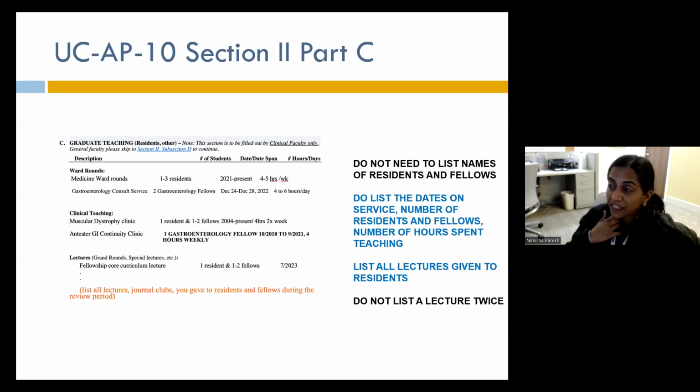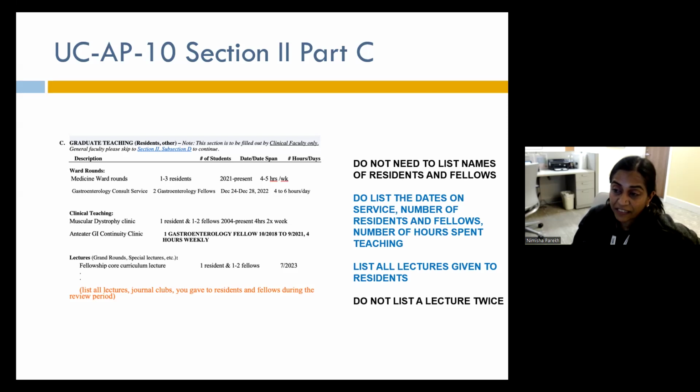Now, the same thing applies when you are doing what we call graduate teaching. Section 2, Part C is where you would highlight what you do with the residents and fellows. Same thing: ward rounds, clinical teaching, lectures, journal clubs, really include this. You do not need to list the names of the residents and fellows, but you still need to list the dates that you were on service, the number of residents and fellows, and the number of hours spent teaching.